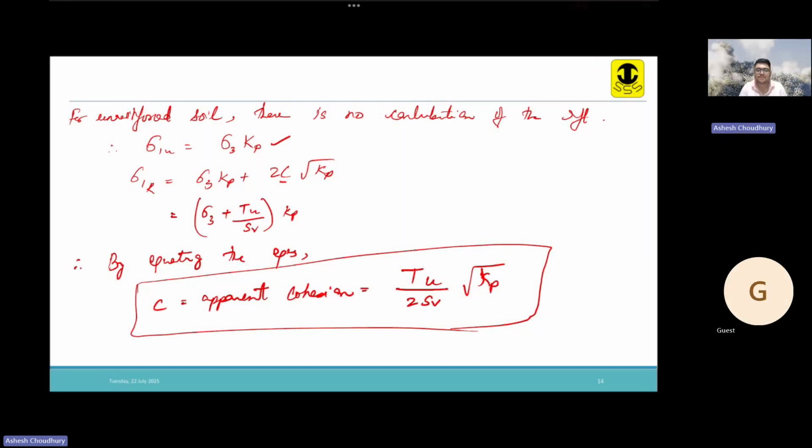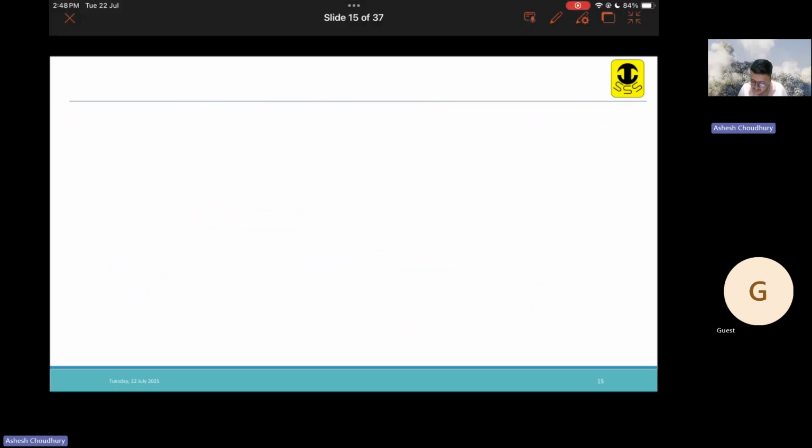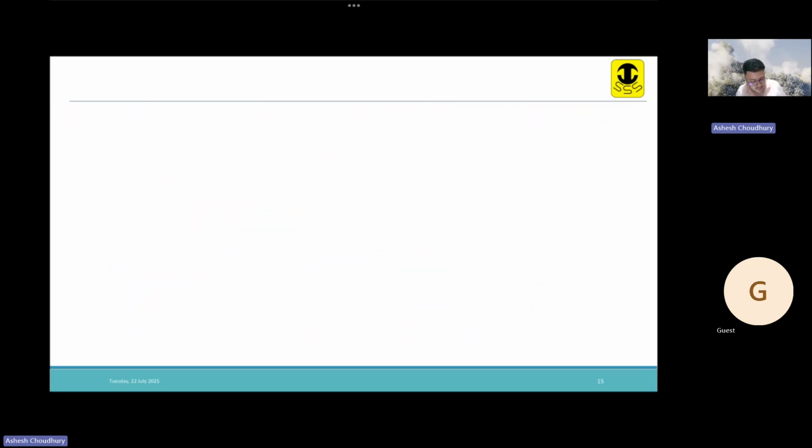Okay. So now we will see the next case. What if pull out is the failure? There is a sliding failure. If there is not rupture, there is a sliding failure. Okay. Case 2, pull out failure.